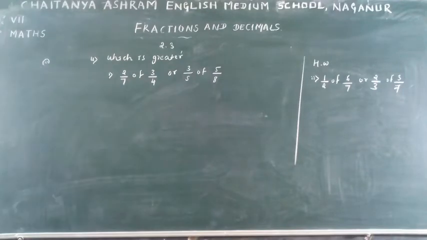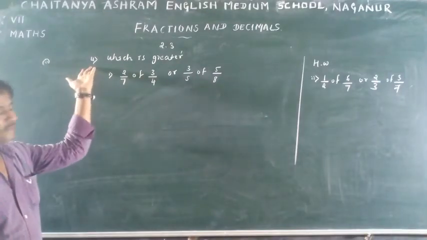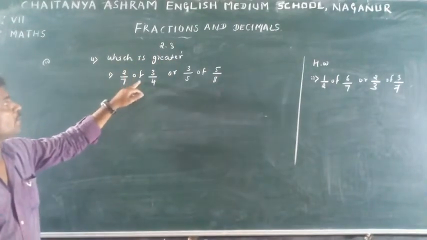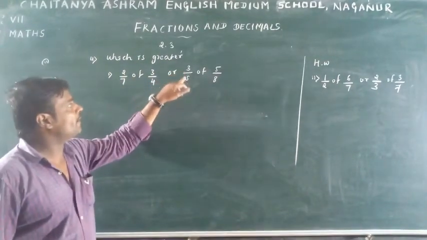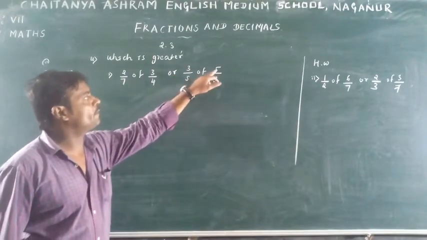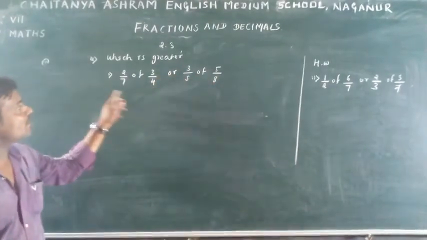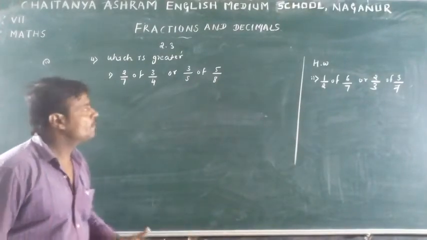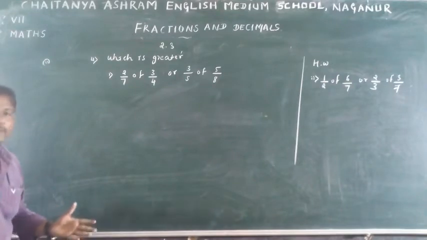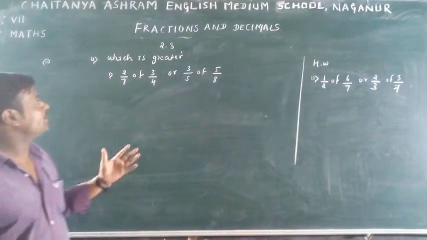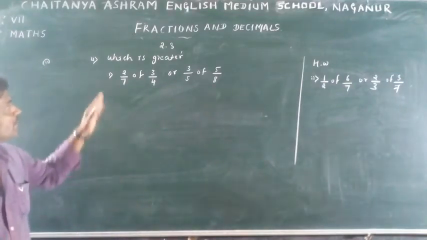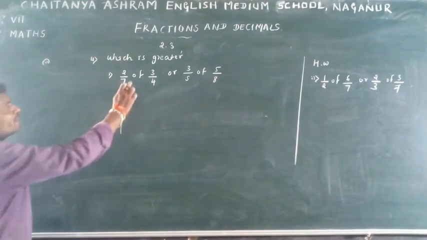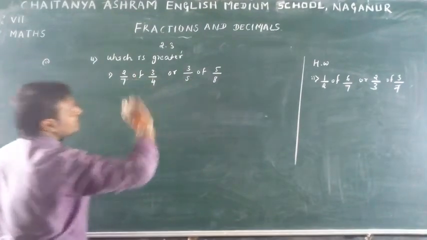Okay, dear children, the fourth one is the one I left. Now we'll see which is greater, 2 by 7 of 3 by 4 or 3 by 5 of 5 by 8. Is this thing greater or is this thing greater? We have to decide. To judge which is greater, we do some simplification. In mathematics, "of" represents multiplication.